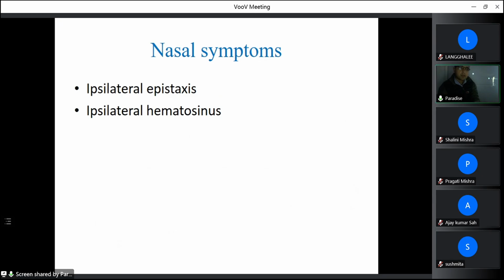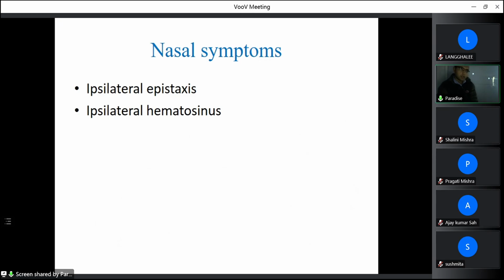Nasal symptoms: in the nose, you can find ipsilateral epistaxis or ipsilateral hemosinus, because the zygomatic bone is just present superolateral to the maxillary sinus. So whenever there is zygomatic bone fracture, it will lead to bleeding within the maxillary sinus.